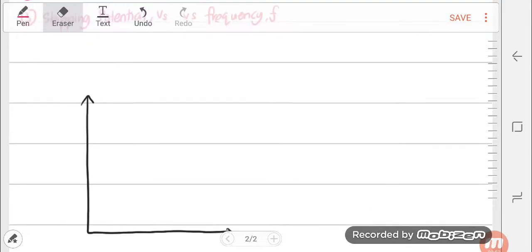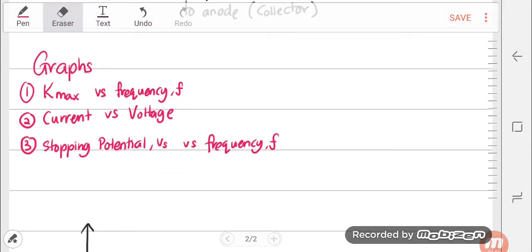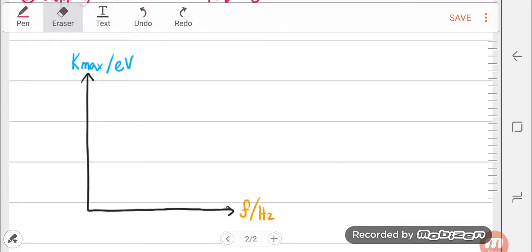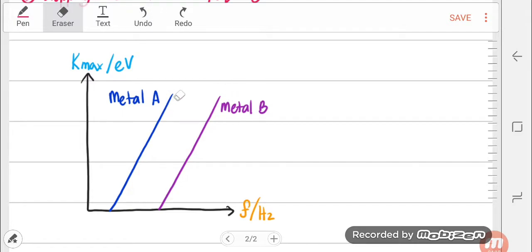So we go for the first graph, which is Kmax versus frequency. On the Y axis is the Kmax in electron volt unit, and then we have the frequency in hertz as the unit. Now we have 2 types of metal. The blue line is metal A and the purple line is metal B. Now here you can see the x-intercept, where we find that Kmax is equal to 0.